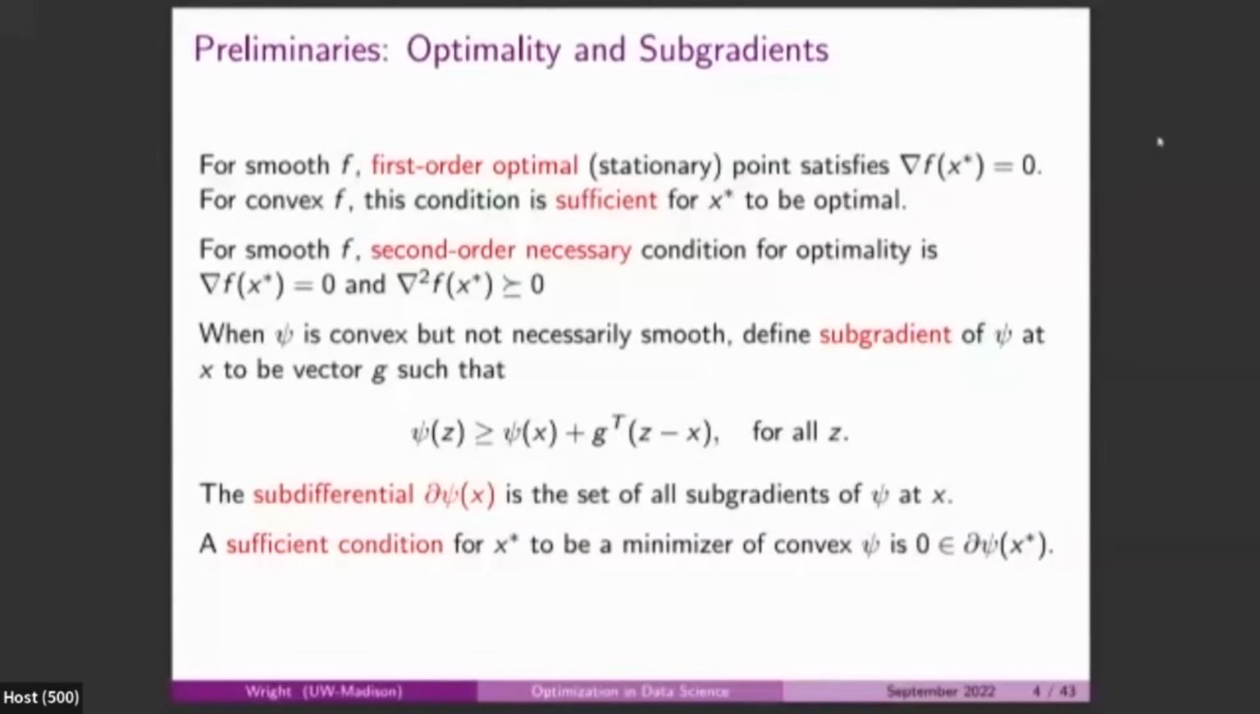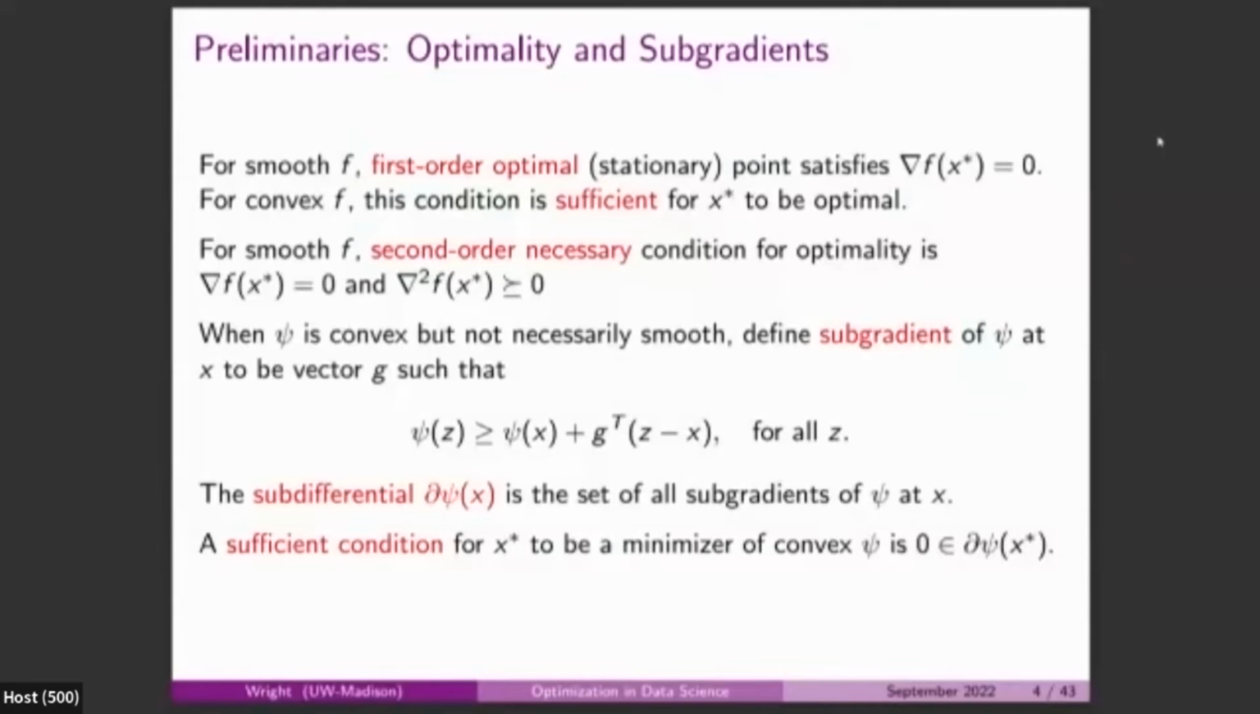If f is a convex function, that's all you need. You know that if you're at a zero gradient point, you're at a solution. In a non-convex problem, that's not necessarily the case. You might only be at a local solution, or you might only be at a saddle point. That is, there might be ways of escaping from that x star that decrease the function still.